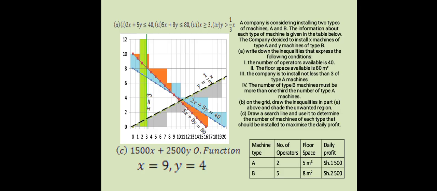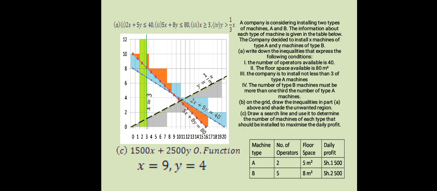A company is considering installing 2 types of machines, A and B. The information about each type of machine is given in the table below. The company decided to install X machines of type A and Y machines of type B. A. Write down the inequalities that express the following conditions.